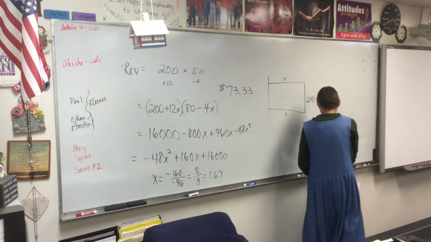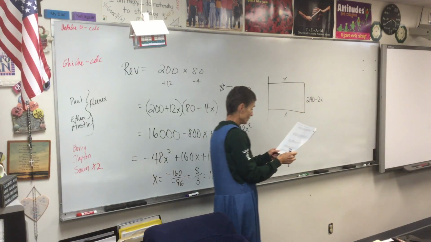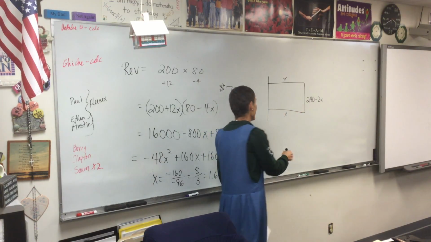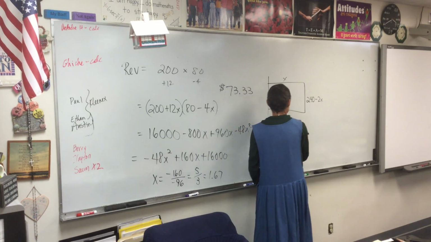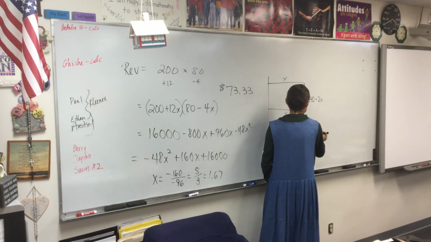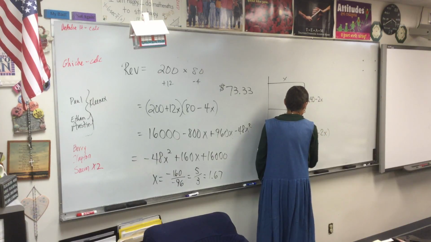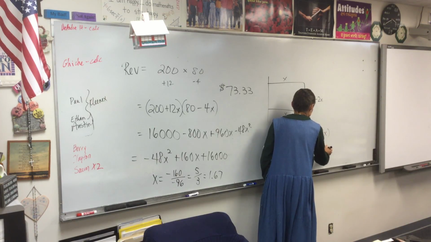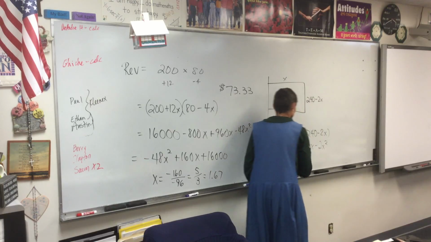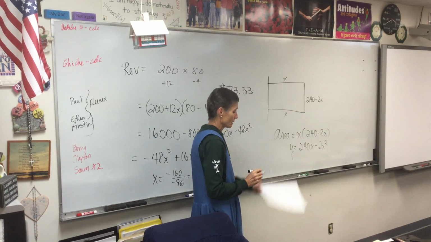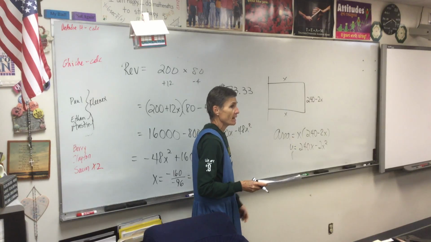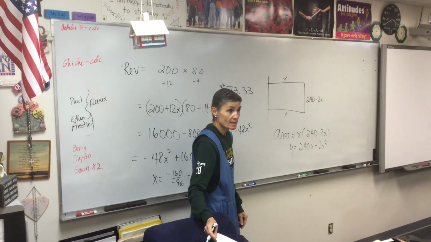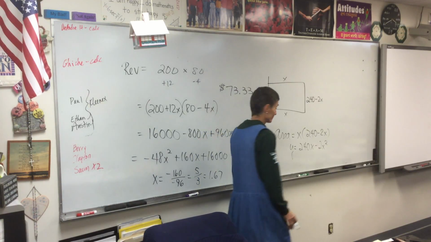All right. Now what are we trying to do? Maximum area. How do you find the area of a rectangle? Length times width. So I have 240x minus 2x squared. Yep. What do I want to do with that area? Maximize it. Find the maximum, which means vertex.